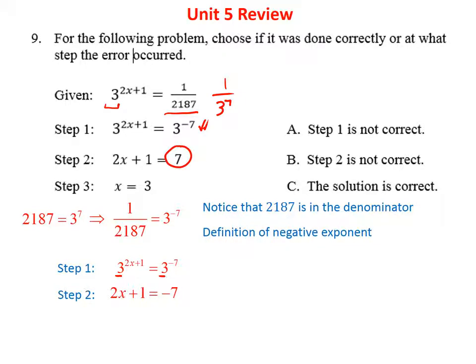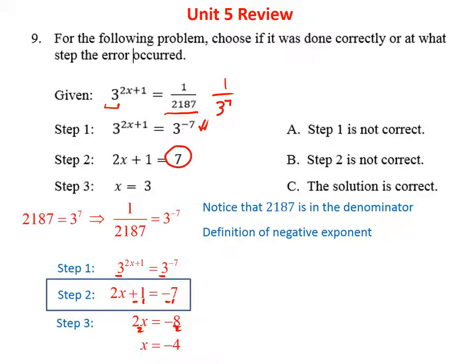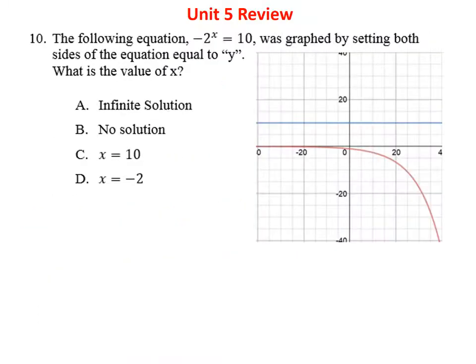Now let's finish out the problem just to see how it worked. This is a two-step equation, so if I subtract 1 from both sides, I'm going to get 2x equals minus 8. If we divide both sides by 2, we're going to get x equals minus 4, and that's not the solution that they got there. So the error was in step 2, and your answer would have been that.